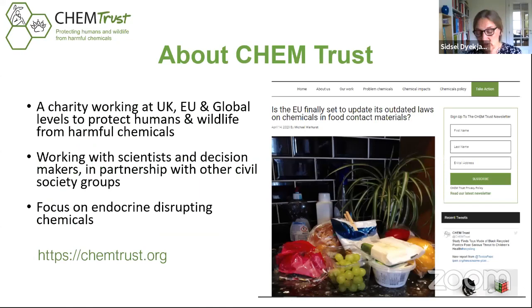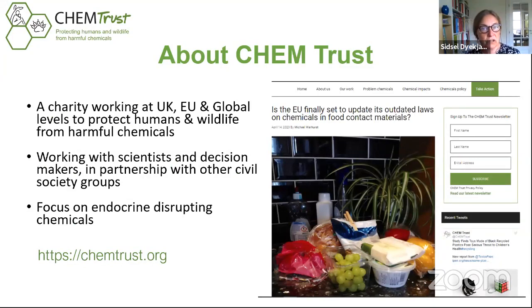First, I would like to give you just a few words about Chemtrust. We are an NGO, a charity. We work in the EU and globally to protect humans and wildlife from harmful chemicals. We work with scientists and decision makers, and we work in partnership with other civil society groups. Our main focus is on endocrine disrupting chemicals.